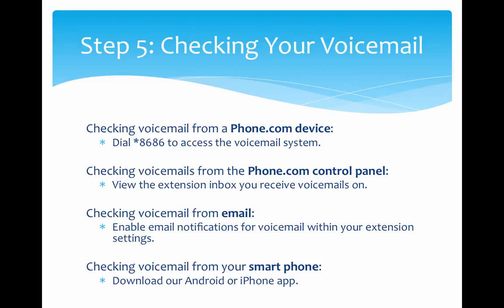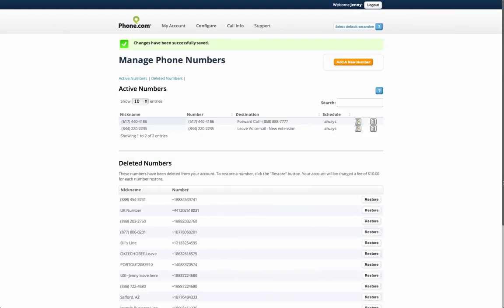To check voicemails from the phone.com control panel, you're going to want to view your extension inbox that you receive voicemails on, which I'll show you in a brief moment here. Checking voicemail from email, of course you'll want to enable email notifications within the extension settings that you're having voicemails left on. And last but not least, you can also check voicemail from your smartphone. We have two awesome apps for both the iPhone and Android. If you search for PhoneCom Mobile Office on the Google or Apple Store, you'll be able to find that and get it downloaded. So let me show you guys how to check your voicemails from the control panel itself.